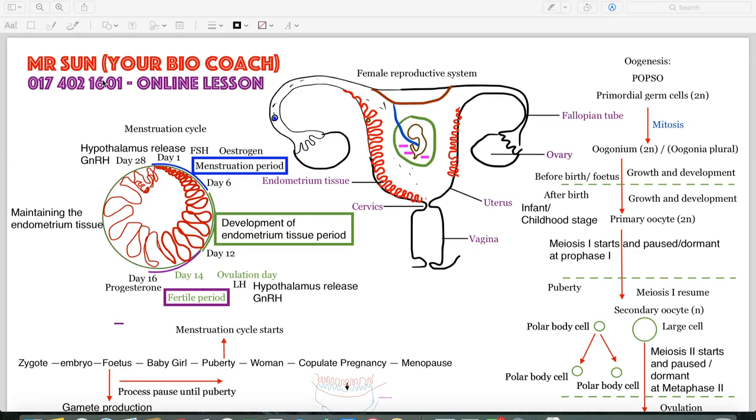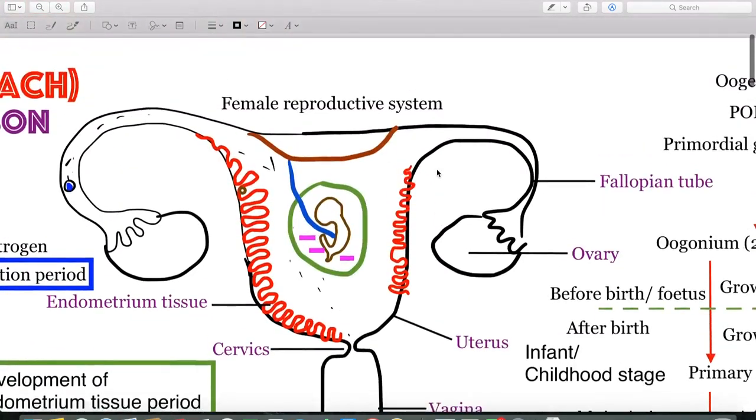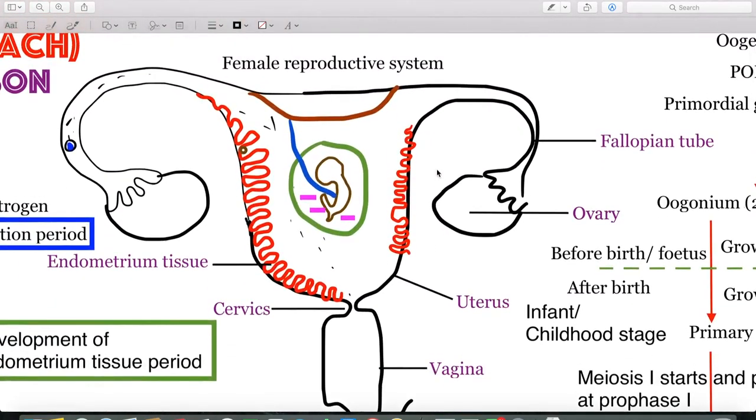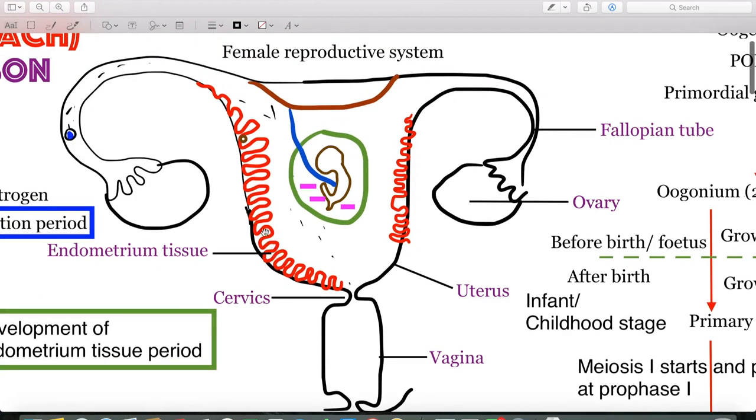Okay, let's start with the female reproductive system first. When you look at the female reproductive system, this is the diagram that I have drawn. You can see that this is the female reproductive system and it has all the labelings here. I'm pretty sure you have already gone through this, the same thing that you learned in Form 1. So it all starts with the vagina here. Then there is a structure known as the cervix. After that we have the uterus. This is the uterus, not the red color, but the black color wall. After that, you have this structure known as the fallopian tube. You have a pair of fallopian tubes, and these are connected to a very important organ, which we call the ovary.